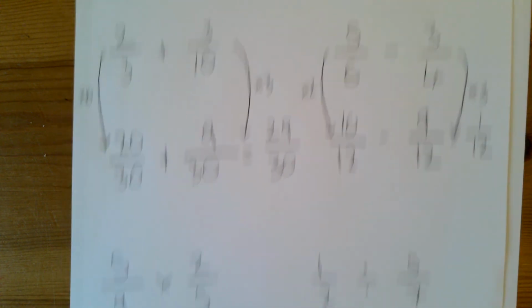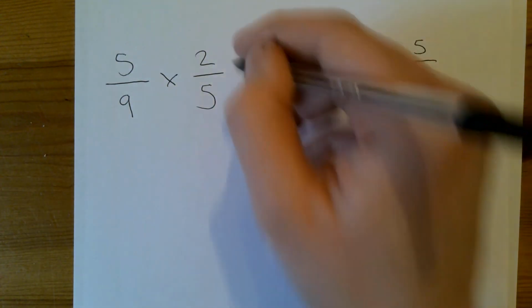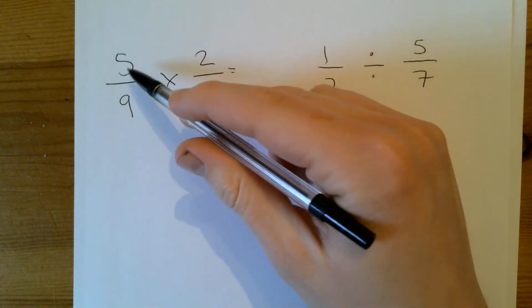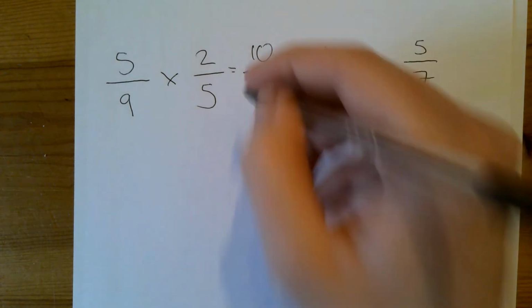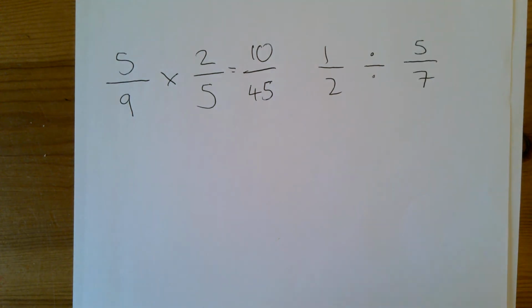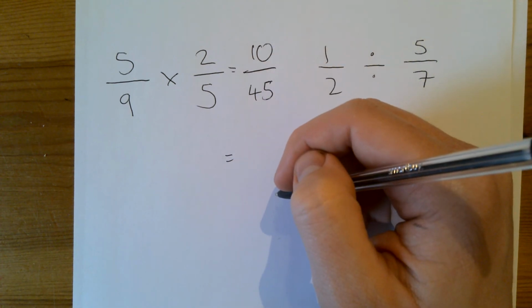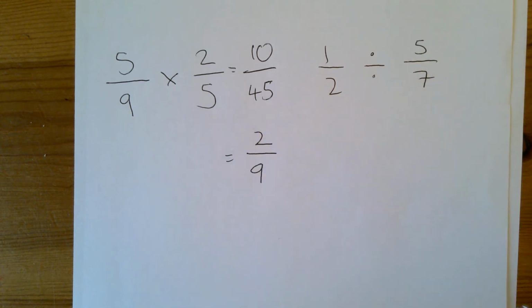Multiplying fractions, we've looked at in our starters. Remember, they're the nicest ones. You don't have to faff around with common denominators or anything. We can just multiply the numerators. 5 times 2 is 10. 9 times 5 is 45. And as you all know, we always like to simplify our fractions when we can. 10 and 45 have got a common factor of 5, so I can divide them both by 5 and it becomes 2/9.